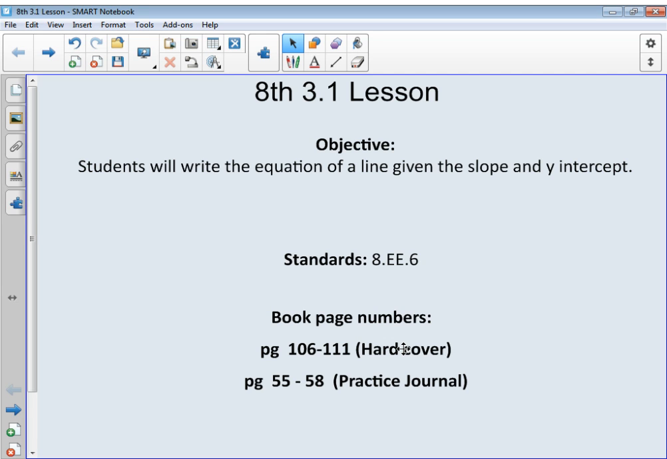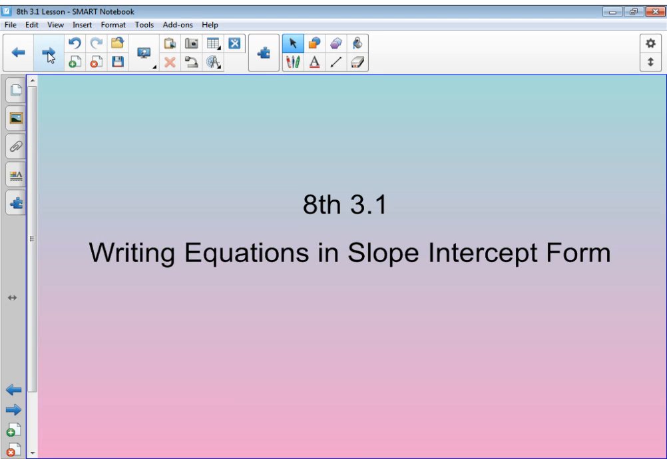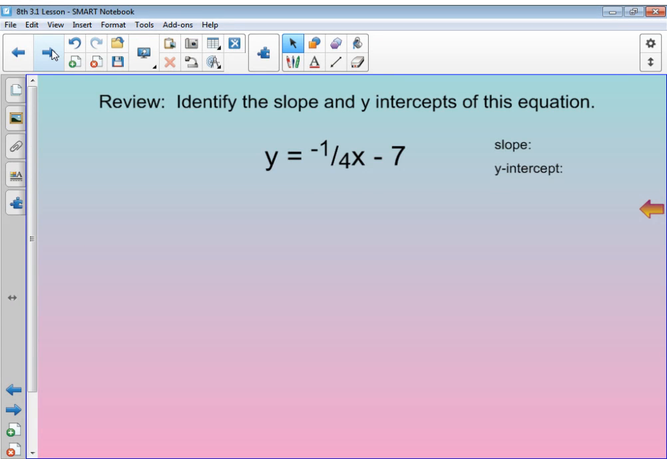Okay, today's lesson is lesson 3.1 out of the 8th grade Big Ideas book. The objective: students will write the equation of a line given the slope and the y-intercept. The standard covered in this lesson is 8.EE.6. The page numbers out of the hardcover book are pages 106 through 111, and out of the practice journal, pages 55 through 58.